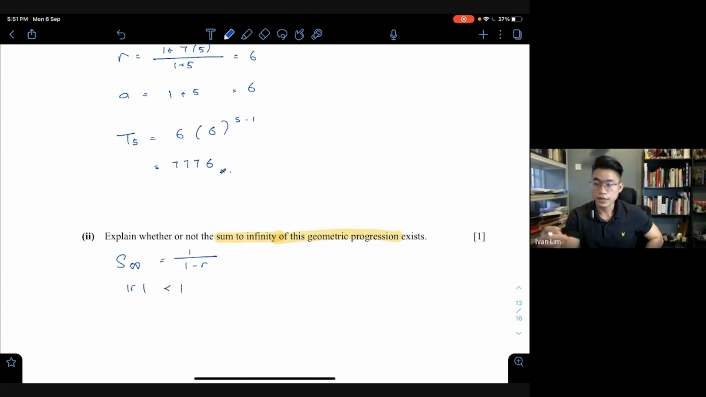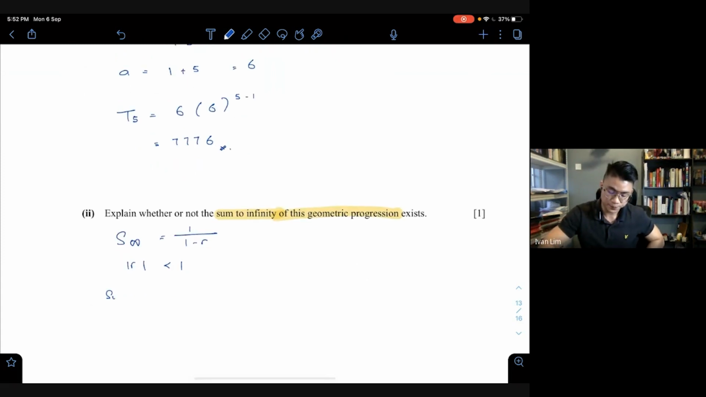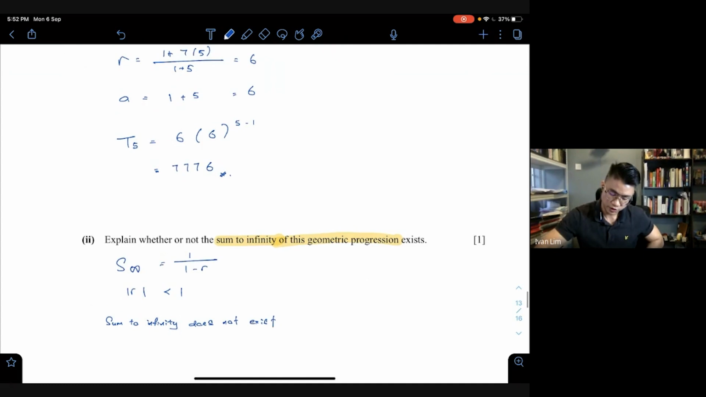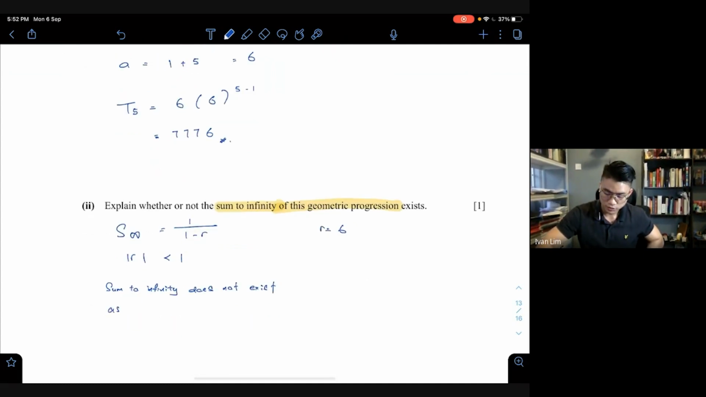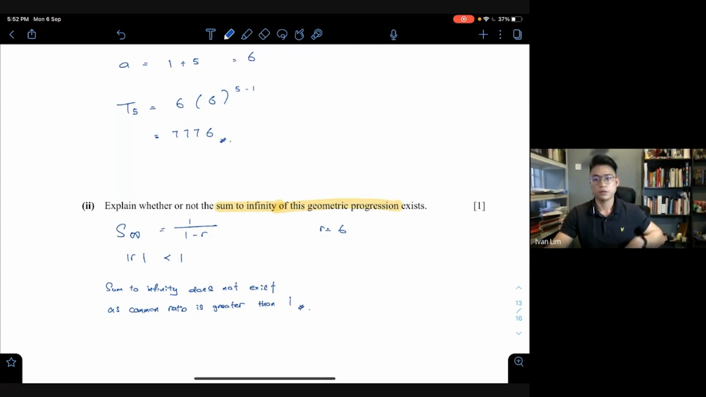Okay, so the answer is that your sum to infinity, they ask you exists or not, right? Does not exist. Because the R value that we have here is what? R equals 6, right? As the common ratio is greater than 1. So if it's greater than 1, then cannot lah.